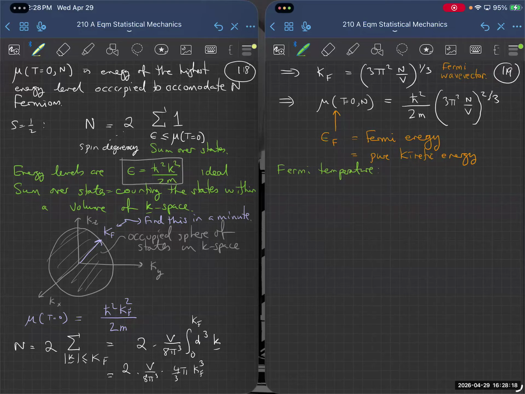And we define that by saying, let's write down this Fermi energy as Kb times some temperature, and that gives us the Fermi temperature. And lastly, there's a Fermi velocity, which is how fast particles are moving with the Fermi energy. So that's just saying the energy is a half mv squared. So therefore, that Fermi velocity is equal to (2 epsilon_F over m) to the 1/2.